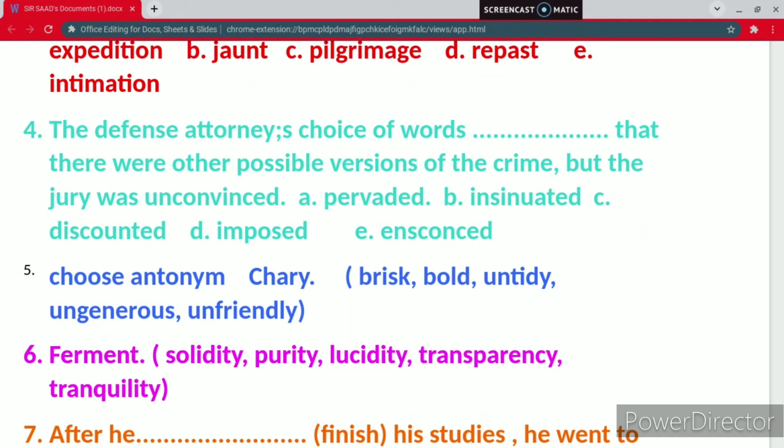The next is ferment, ferment. Ferment means to show anger. Okay, angry attitude or something like this. So solidity means strength. You know the meaning of purity. Then lucidity. Then you have the word transparency. Then tranquility, calmness. So the opposite of ferment is tranquility, because in ferment you can see the sense of anger, and tranquility is the opposite of that.